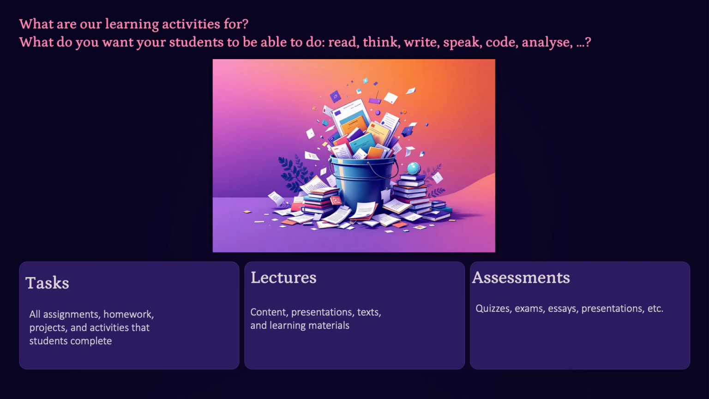I think we need to start by reflecting on what it is that we want to achieve with our courses. What are the learning activities that we set up for our students actually for? What is it that we want our students to be able to do at the end of our courses? If we think through all of our tasks, lectures and assessments, they're all designed towards some end. What is that end? And how can we ensure that that end is reached in an era of AI?